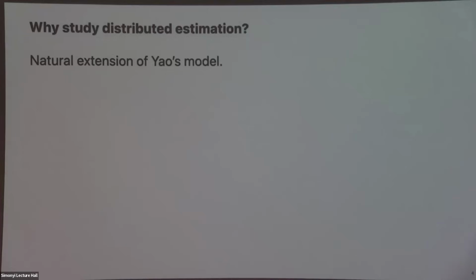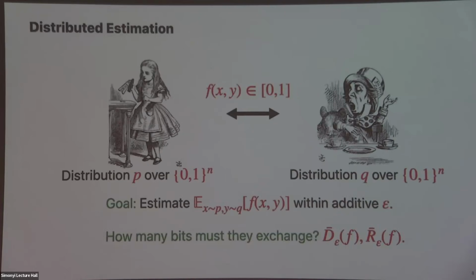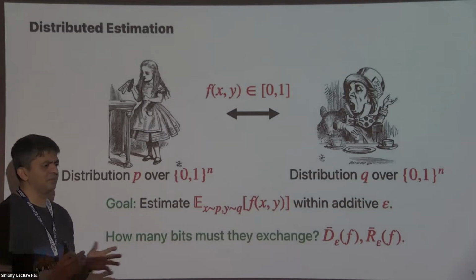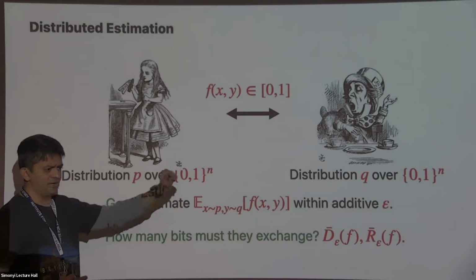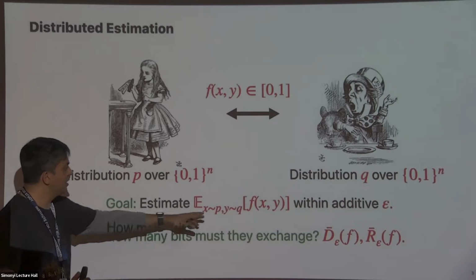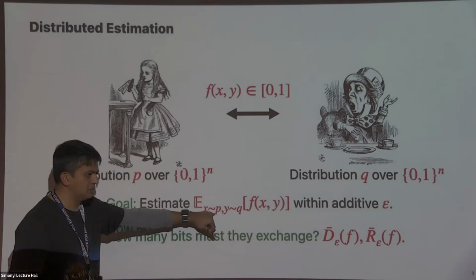Sorry, Parikshit, can you go back to the previous? For sure. X and Y are now n-bit strings? Yeah, let's say they're n-bit strings. Sometimes there'll be values. You can think of any domain for the inputs. There'll also be interesting problems where they come from the interval. But now Alice draws x independently according to her distribution P.